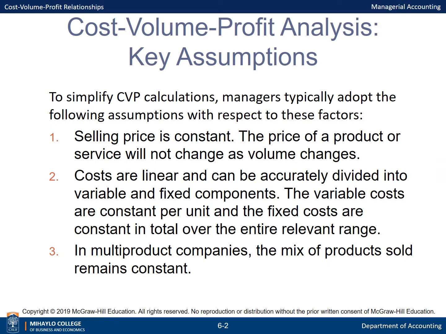To simplify CVP calculations, managers typically adopt the following assumptions with respect to these factors. 1. Selling price is constant. The price of a product or service will not change as volume changes. 2. Costs are linear and can be accurately divided into variable and fixed components. The variable costs are constant per unit, and the fixed costs are constant in total over the entire relevant range. 3. In multi-product companies, the mix of products sold remains constant.